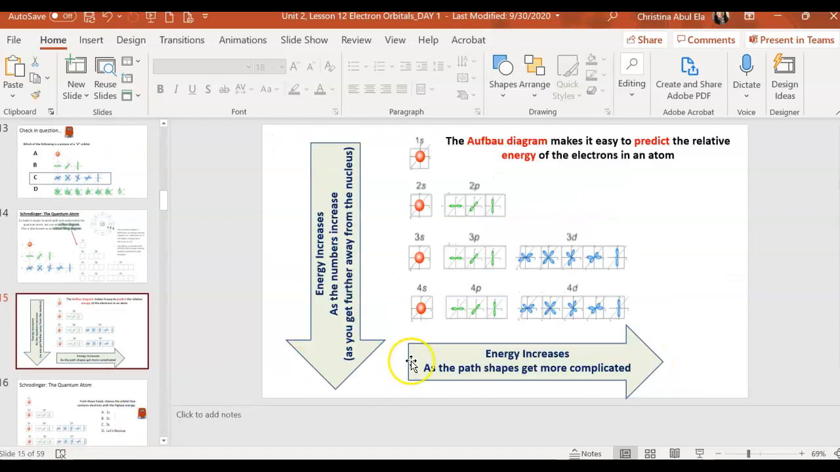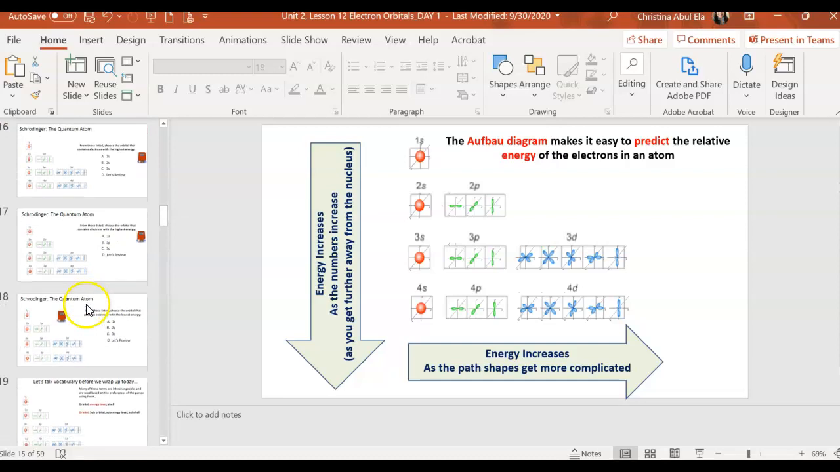So if I go to the next slide, it increases energy as you move down the Aufbau diagram. So 1s, the first floor, would have the lowest energy. The 4th floor in this case would have the highest. Energy also increases as you go left to right. So the s orbitals would have the lowest amount of energy, then the p's, and then the d's, and then the f's if they were there. So the more complicated the shape, the more energy it requires to travel on it.